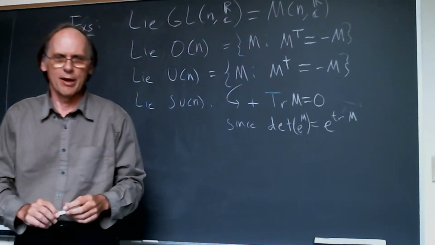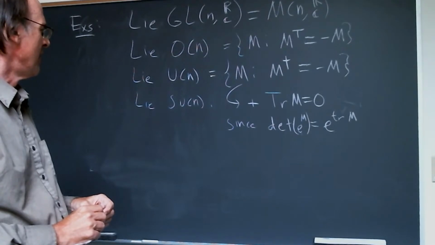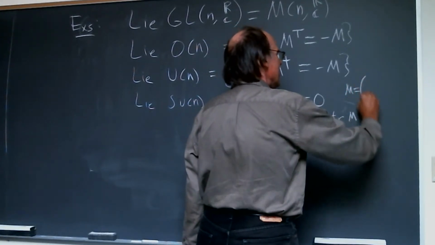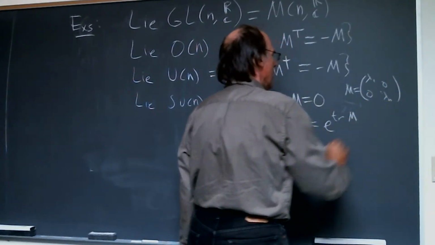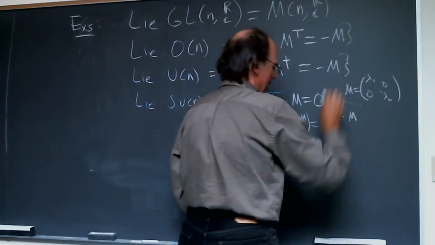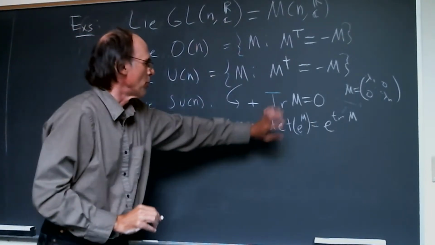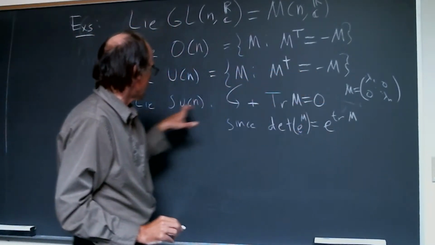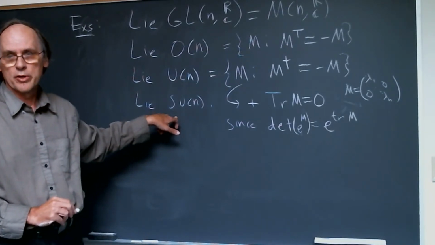Why am I finding this confusing? You just look at the Jordan form of M. If M has eigenvalues lambda 1 to lambda n, then the determinant is the product, and e to the trace is the sum. Yes, that's right. So this unitarity condition gives skew-adjointness, and this trace-free condition gives you the determinant one condition.